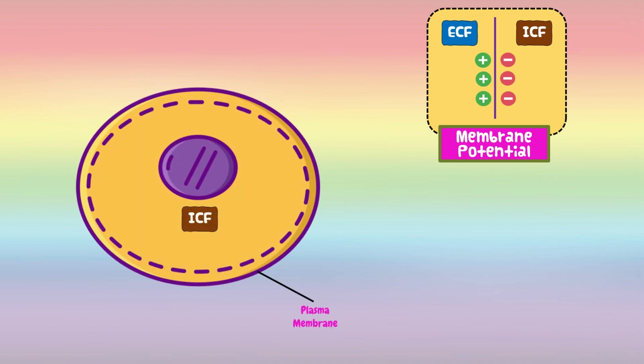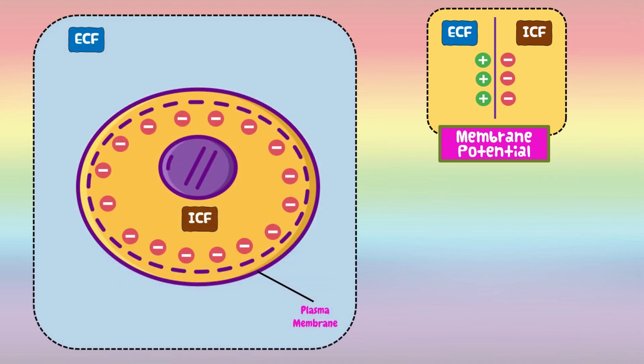A separation of electrical charge exists across plasma membranes of all cells. This is known as a membrane potential, the magnitude of which is measured in units of millivolts. The membrane potential provides an electrical force that influences the movement of ions across the membrane. A fundamental principle of physics is that, like charges repel each other, whereas opposite charges attract.